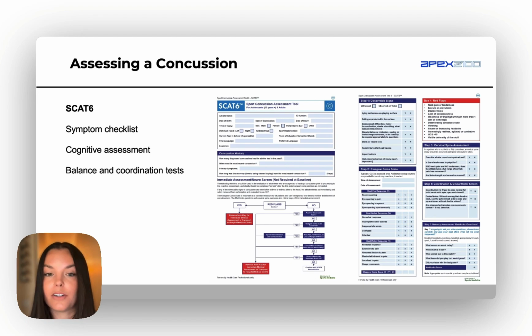In order to assess the concussion, there is widely used tools, particularly the tool called SCAT-6. It's very, very long, much longer than these 2 pages, but it's used in sports like rugby, NFL, skiing, football, and lots more. It involves a checklist of symptoms like headache, nausea, balance. It involves a cognitive assessment, so this is like a brain function assessment looking at orientation and memory, and it involves balance and coordination tests as well.